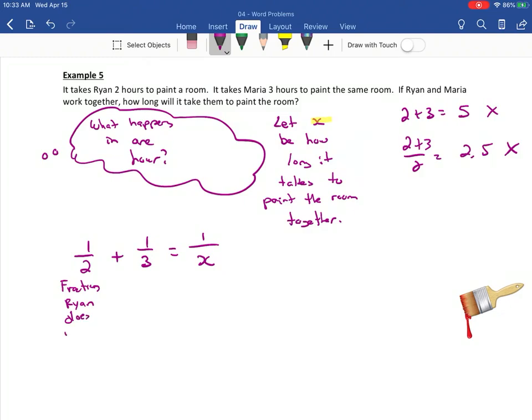Ryan does in 1 hour. And this is the fraction Maria does in 1 hour. And that has to add to the fraction together in 1 hour.